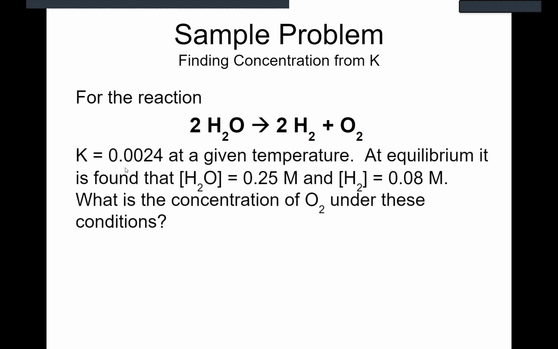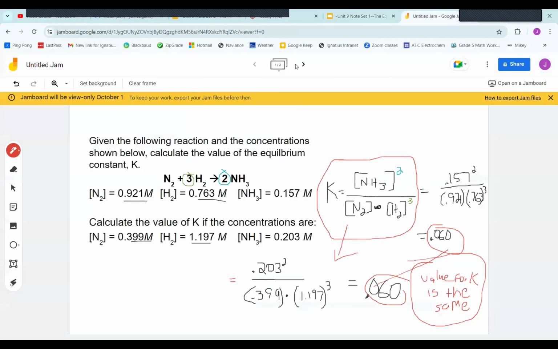Okay, I want to leave you with one last problem. For the reaction that shows the dissociation of water breaking apart, here's your balanced equation. The value for K at a given temperature is 0.0024. At equilibrium, it is found that the concentration of H2O is 0.25 molar, and the concentration of H2 is 0.08 molar. What's the concentration of O2 under these same conditions at equilibrium? I'm going to go back to the Jamboard to work this out.